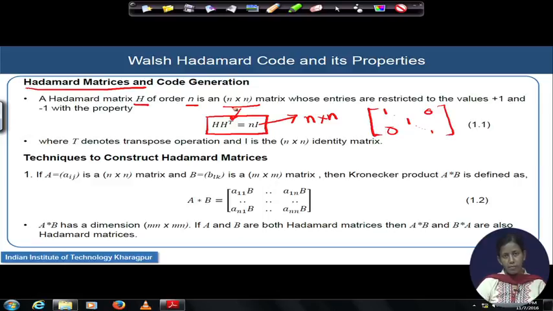There are several mechanisms by which we can construct the Hadamard matrix. We will learn them one by one, and finally, we will enter into the Walsh Hadamard code.